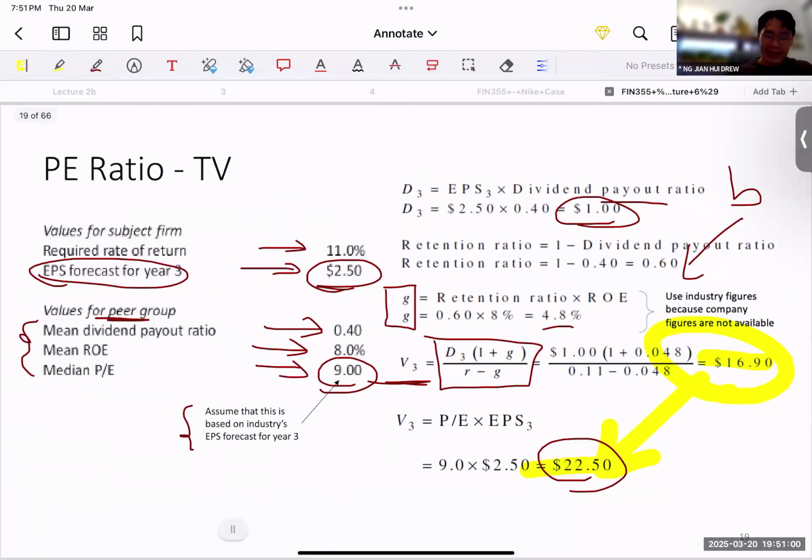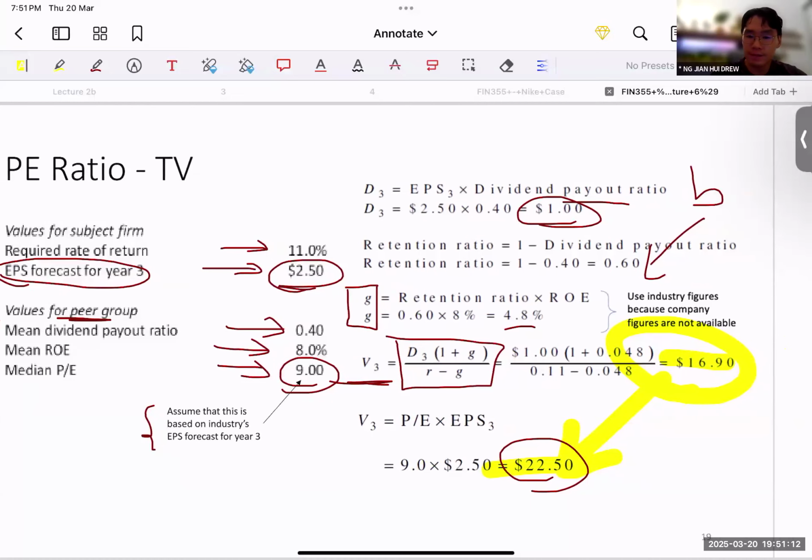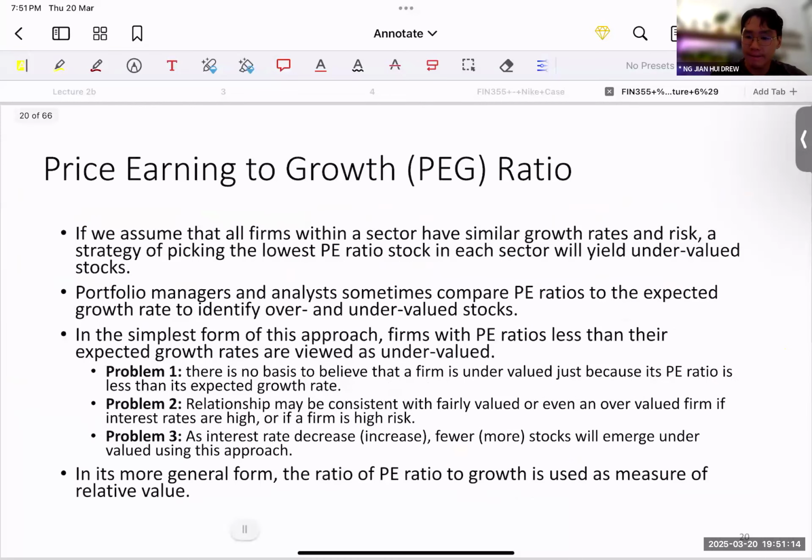So that's all we have for PE. Before we move on, any questions for this PE ratio? This is the most fundamental ratio. All right, moving on, we have the PEG ratio. Instead of just looking at PE, we want to determine the PE per growth factor. So we divide the PE by the G factor.